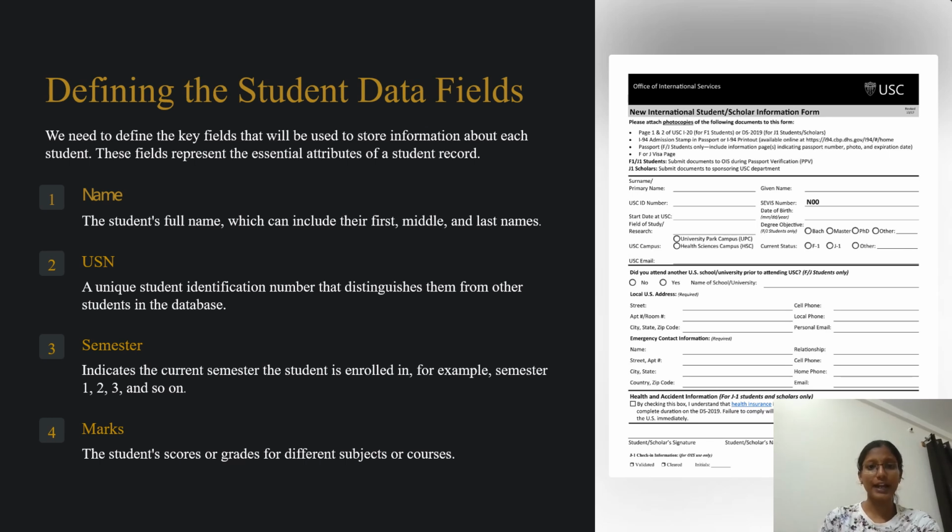These fields represent the essential attributes of a student record. An institute must maintain some records, so we can use this data frame or database. First, the student's full name, which can include their first, middle, and last name. Then USN, that is, the seat number, a unique student identification number that distinguishes them from other students in the database. Then semester, which semester this student belongs to. For example, I'm giving first, second, and so on. And the marks: how we can put total marks out of 100, or which grade the student has achieved.